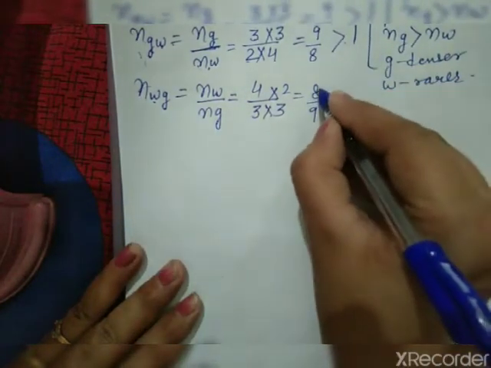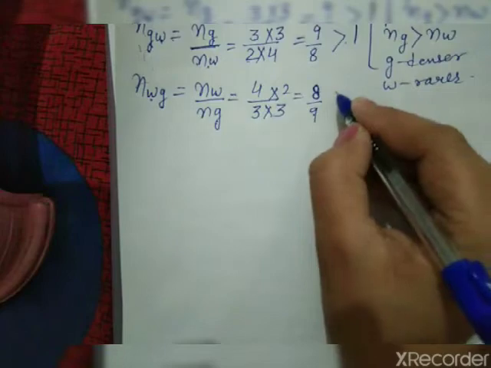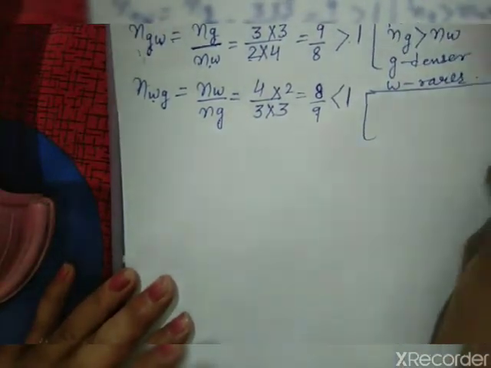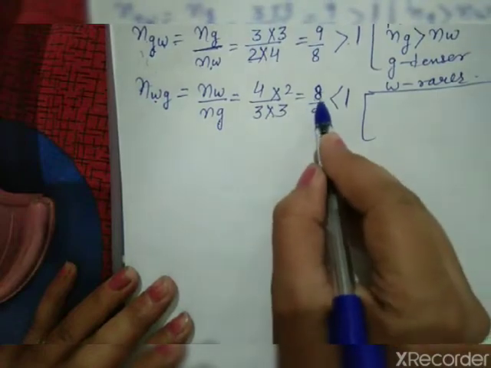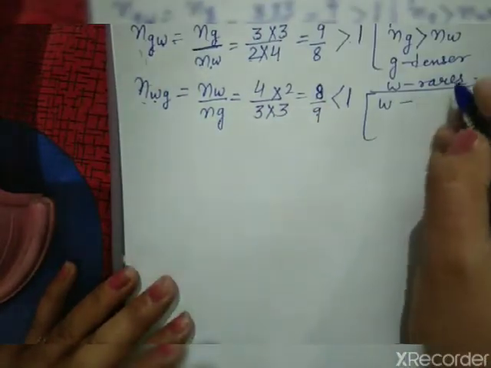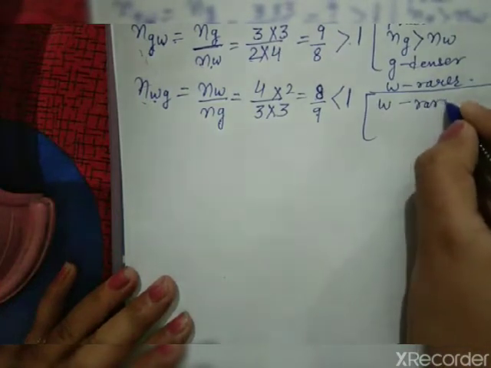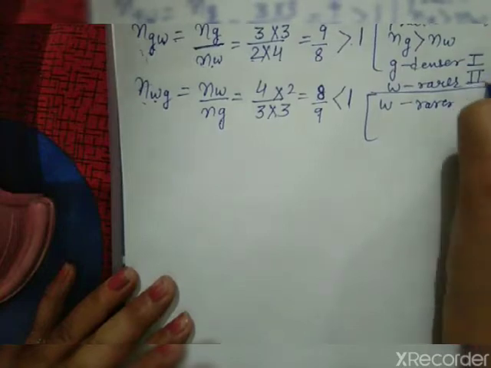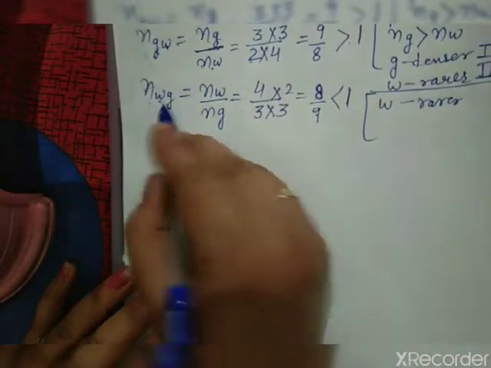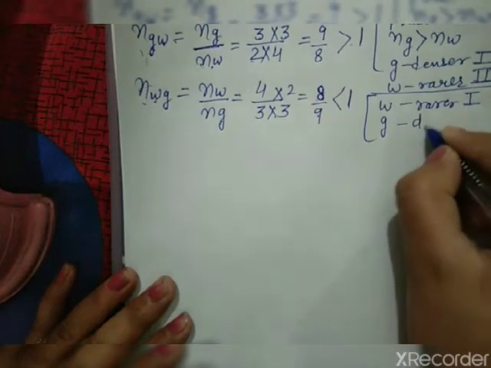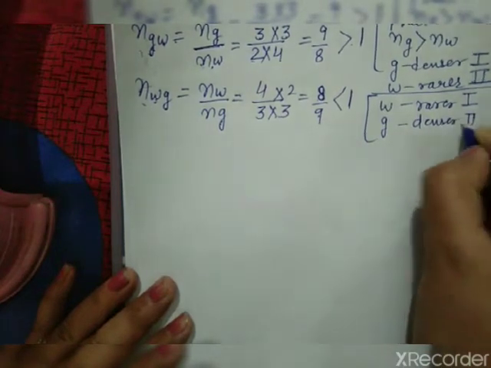It means numerator is less than denominator. Its value will be less than 1. What conclusion have you drawn from this? First medium is rarer. It means water is rarer. Okay. Here glass was acting as a first medium and water as a second medium. Here water is acting like a first medium and glass is denser, that is second medium.